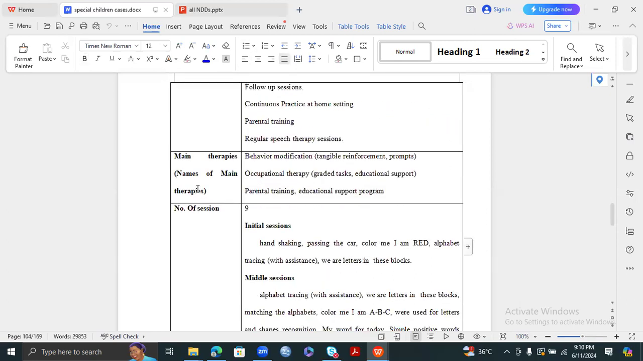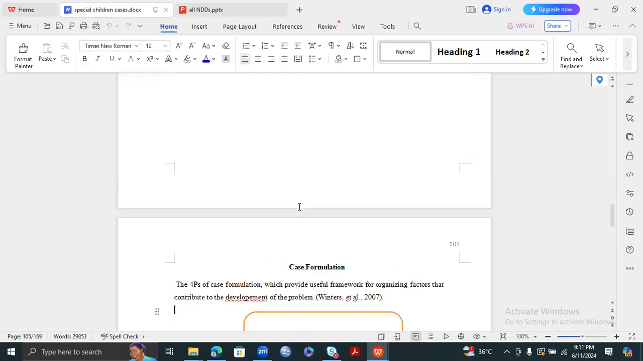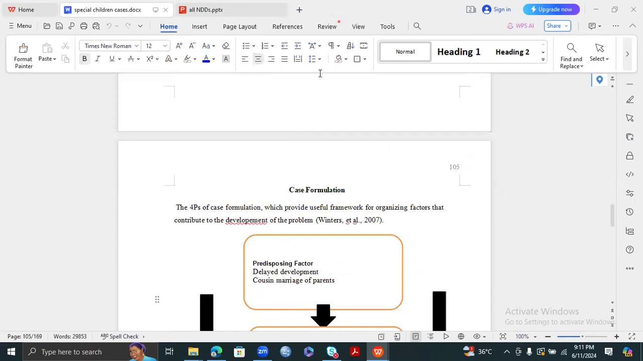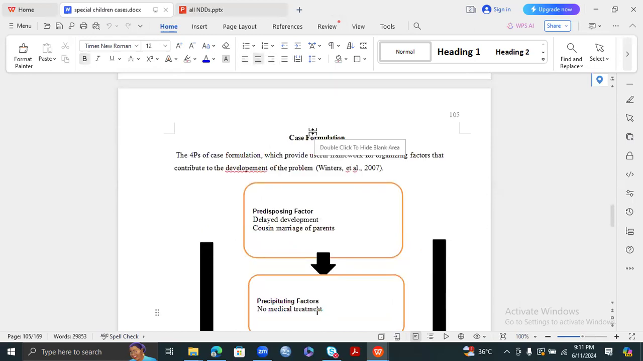So overall, we worked on the main therapies, including behavior modification, tangible reinforcements, or prompts over a period of time. We used occupational therapy, like graded tasks, and educational support by contacting the school as well. We devised a parental training or educational support program for that particular child. So that was the case study to make you guys realize. And here is the case formulation for that study.